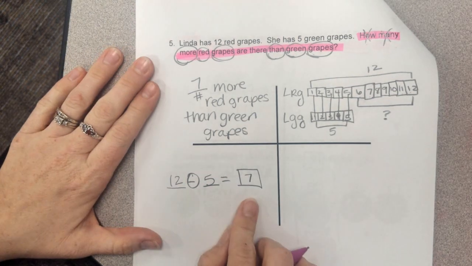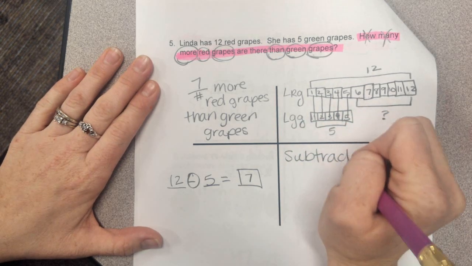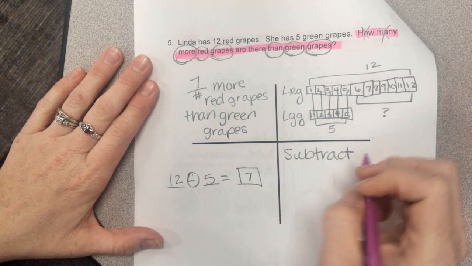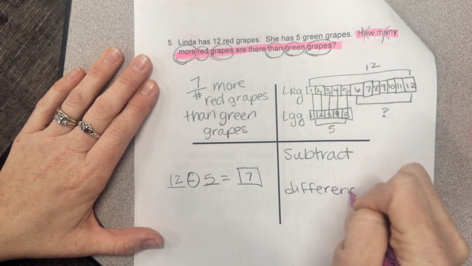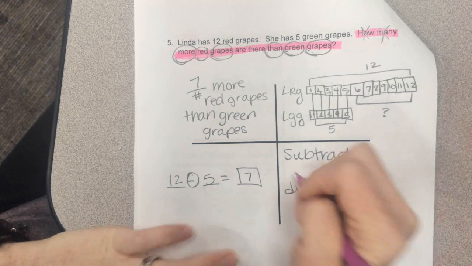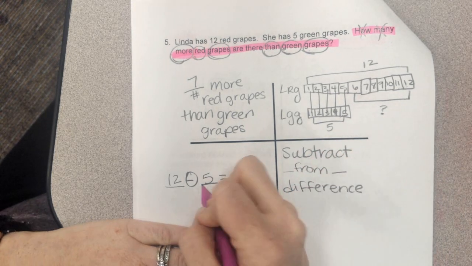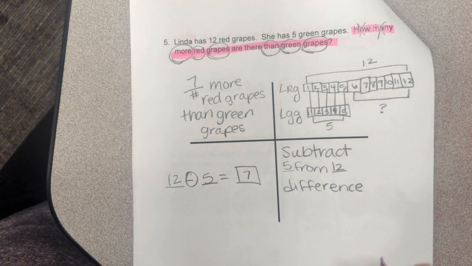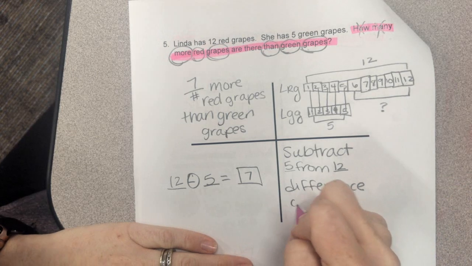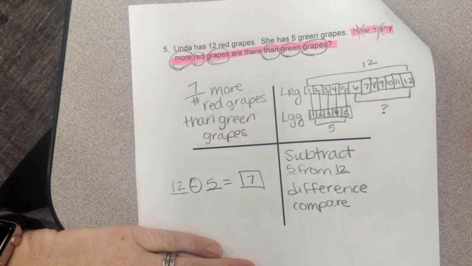Now, this is not adding. This is called subtract. And when I say subtract, I also need to say difference, because difference means subtract. And I need to say from blank, I subtracted 5 from 12. And then how? Compare. Or my action is compare.